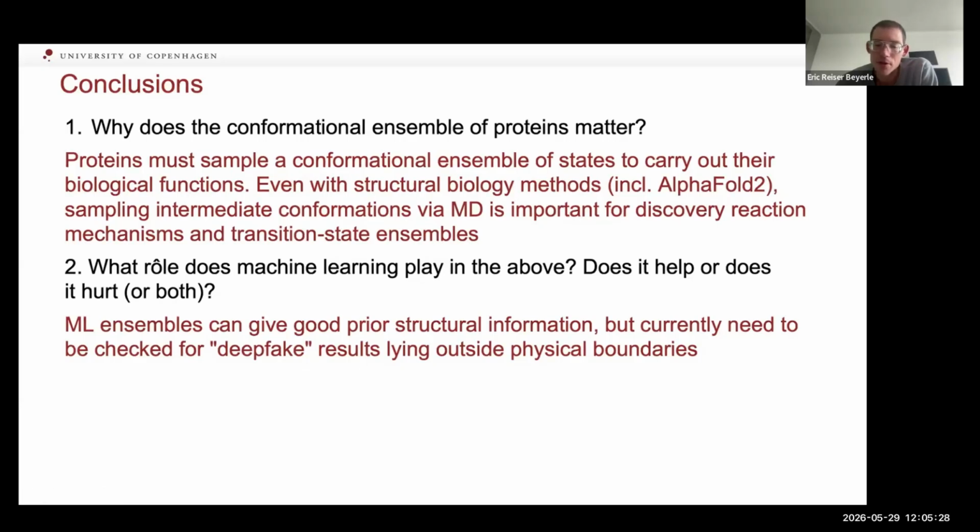Basically, they're much faster than doing MD. Microsecond MD takes a day-ish for these systems. And then with BioEmu, you can get the ensembles that I was showing in maybe 15 minutes. So it's a big speed up. But they might have these deep fake structures sitting around.